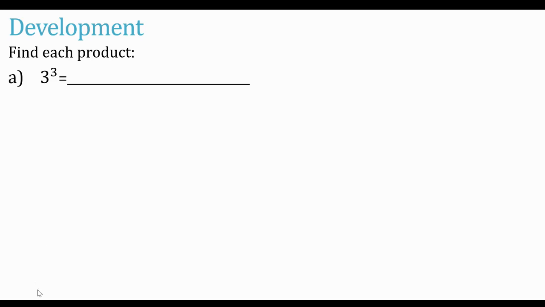So 3 to the third power. So remember, that means 3 times 3 times 3. And when you multiply that, you get 27.